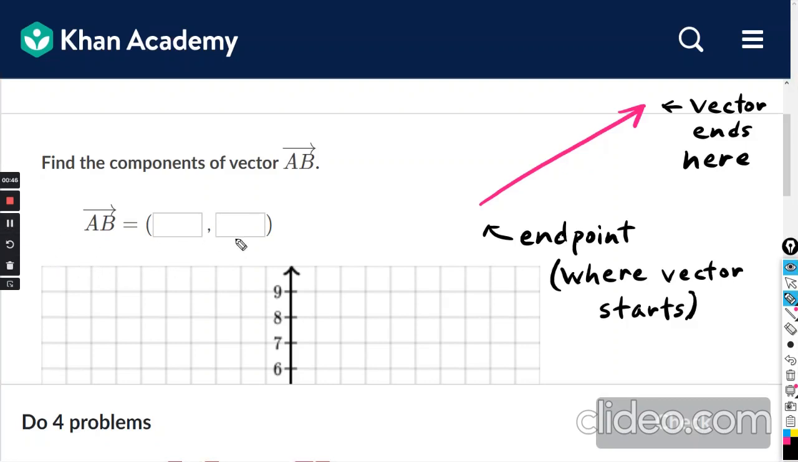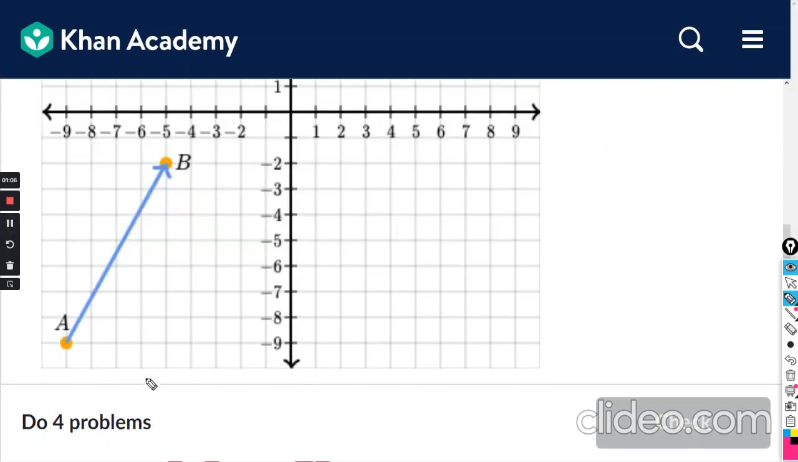So right here, we'll look at the graph in a minute, but right here they just want us to write the x and y components of the vector that's on the graph. The x component is how far left, right it travels, and the y component is how far up, down it travels. So we can see here the end that does not have the arrowhead is where it starts. It starts at A and it ends up at B. So we just count the x and y components.